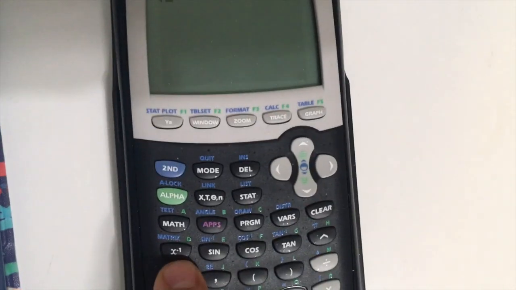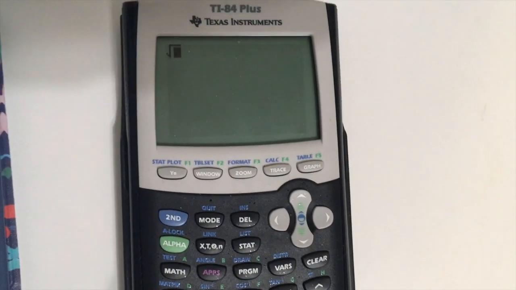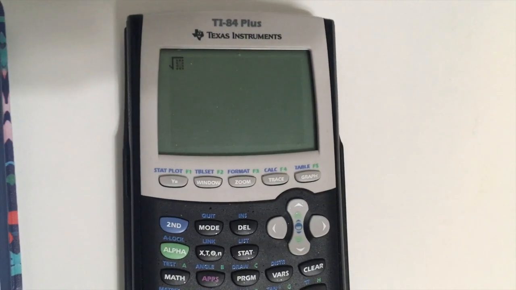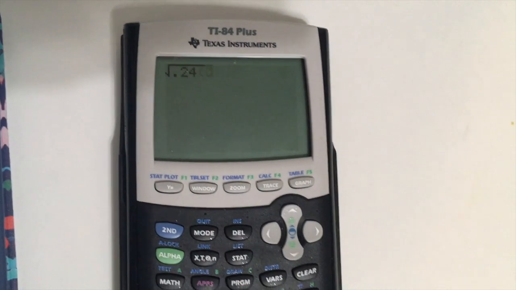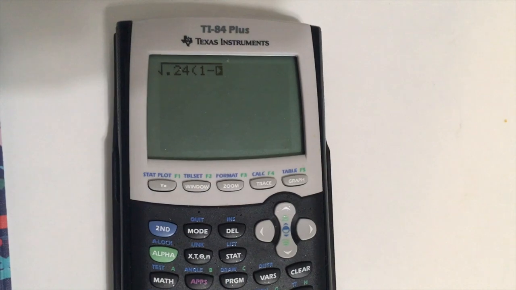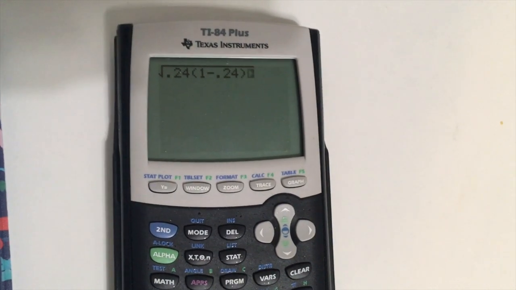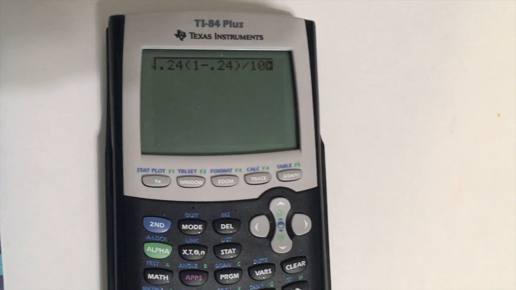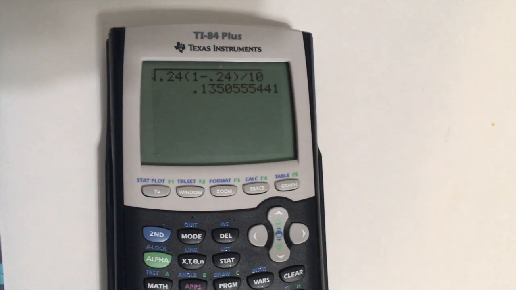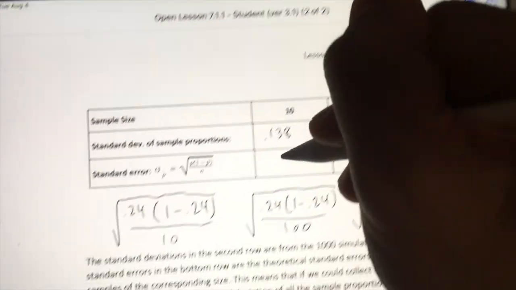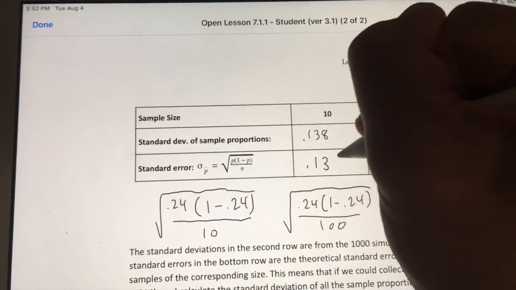Okay, so I'm going to put each of these in my calculator, and I'm going to figure out what I get. So here's our calculator here. So first one is going to be, I'm going to do second square root again. And then I have 0.24 times parentheses 1 minus 0.24, close parentheses, divided by 10. If I hit enter on that, I get 0.135. So let's go ahead and put that on our table here. I get 0.135.